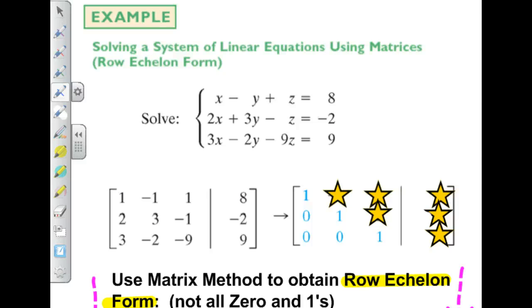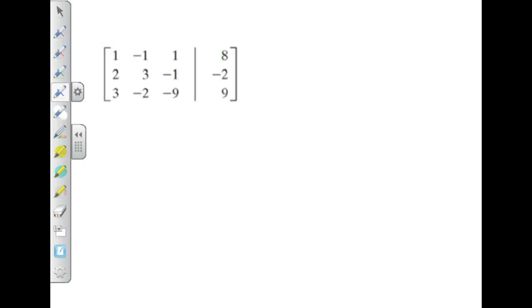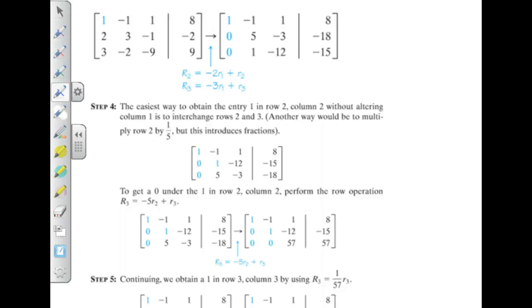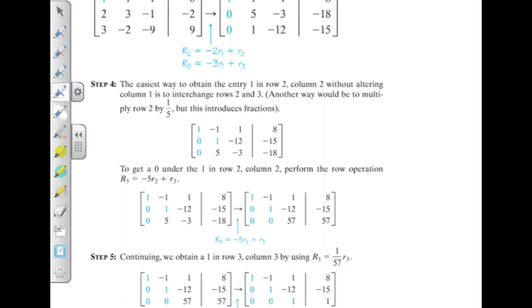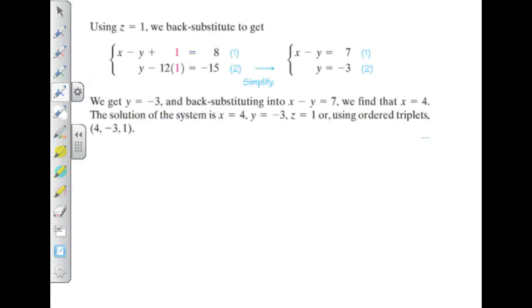You can work through these on your own. The goal is to replace all those stars with actual numbers and then do back substitution and solve. So if you would like to work this problem out, you can try that. Just pause the video here. But for those that just kind of want to skip to the answer, again, I work it out just a little bit differently because I show my work just a little bit differently. But the answer should be the same, which is 4, negative 3, 1.